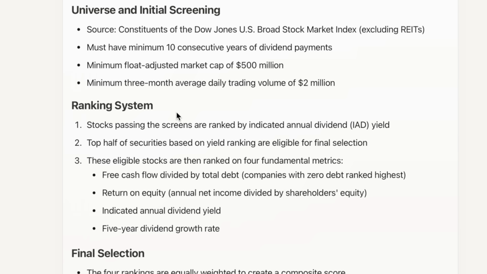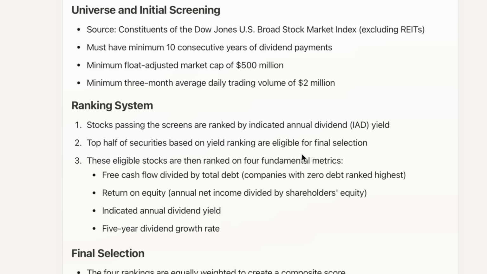And then at that point, stocks are ranked by their dividend yield, and only the top half of securities based on yield ranking are eligible for the final selection. And this is where a lot of high quality companies that start to do really well end up falling out of the index because they fall out of the top half of dividend yield.